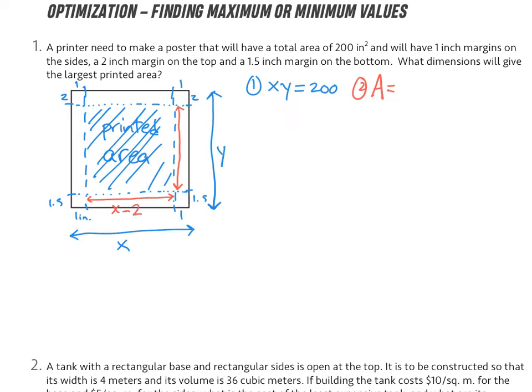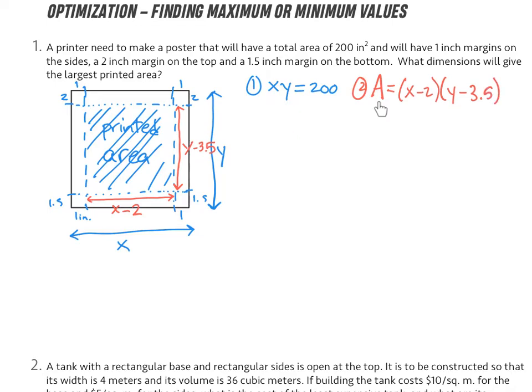And then the height would be done the same way, except we have different margins that we're subtracting. The entire height of the poster is y. This red line has a length that is y minus 2 minus 1.5. Minus 2 and then minus 1.5 would be minus 3.5. So that's y minus 3.5. Now we can state the area of the printed region. It is the base, x minus 2, times the height, y minus 3.5.